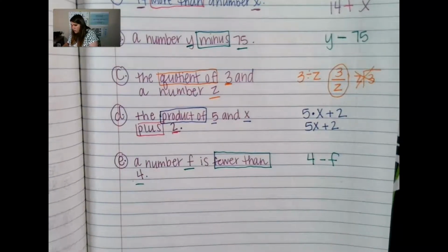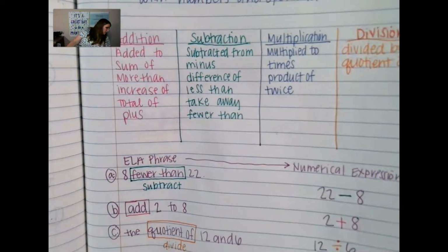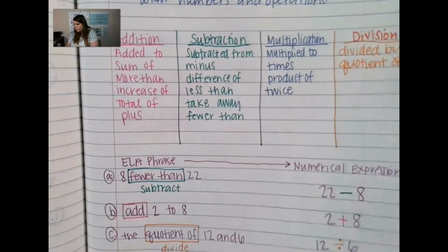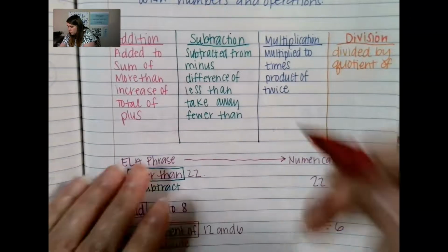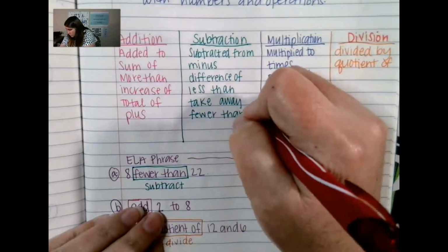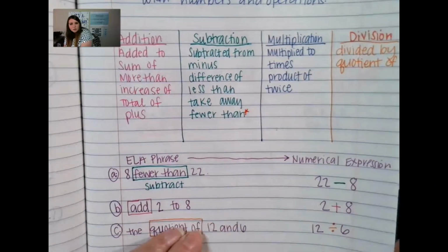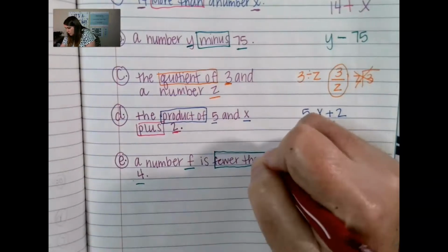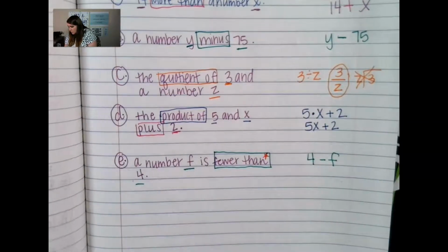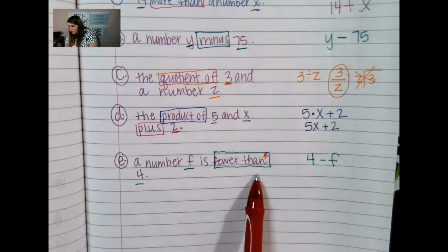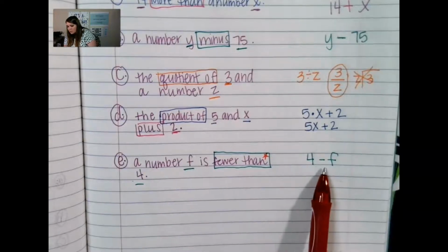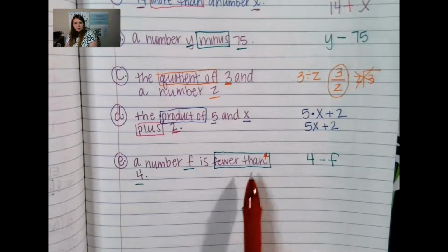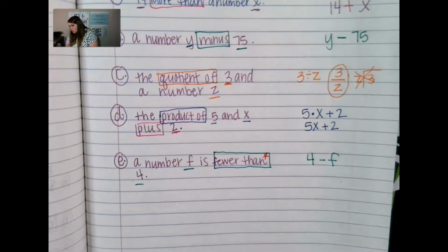So let's take our notes and let's put a little star next to fewer than, because that's one of those tricky ones that we have to remember to do a switch with. So I'm just going to put a star there. Even though it's subtraction and it tells us to subtract, we need to make sure that we remember that it's one of the ones that we need to switch.